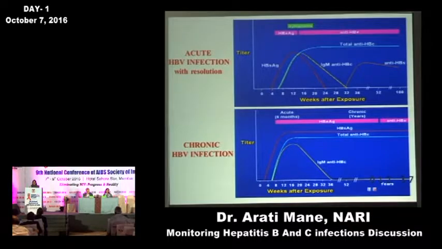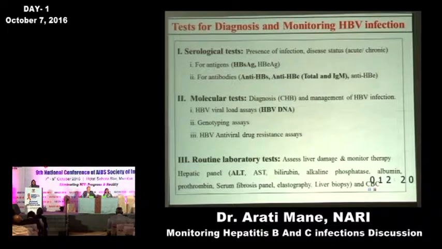Now what happens in case of chronic infection? In case of chronic infection, the hepatitis B surface antigen persists for more than 6 months, and along with this, concurrent presence of E antigen indicates that there is active viral replication.